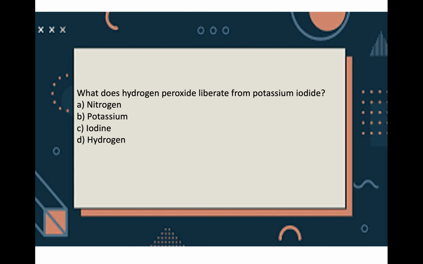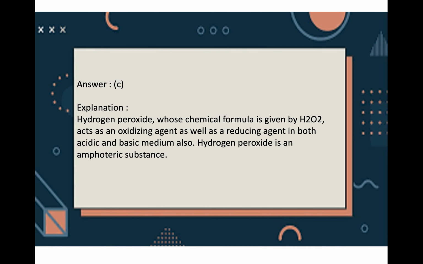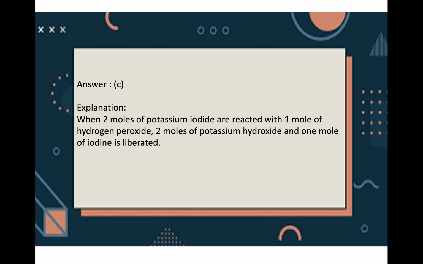A is nitrogen, B potassium, C iodine and D hydrogen. Answer is option C. Hydrogen peroxide liberates normally iodine. Why? Because when 2 moles of potassium iodide react with 1 mole of hydrogen peroxide, you get 2 moles of potassium hydroxide and 1 mole of iodine.